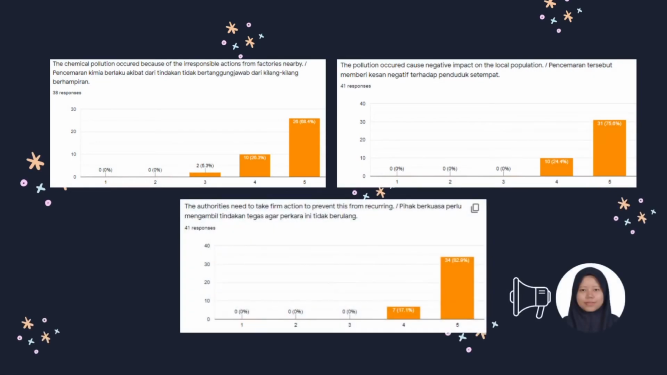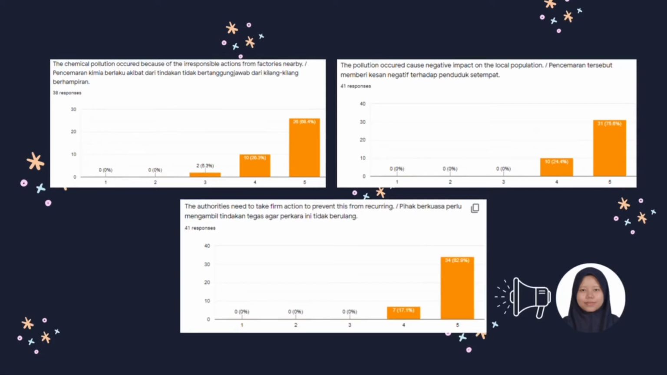Statement 4, the chemical pollution occur because of the irresponsible action from factories nearby. Based on the graph, majority of respondents pick scale 5 or highly agree, which are 26 respondents, while another 10 respondents pick scale 4 means agree. 2 respondents pick scale 3, which means not sure, and the last 3 respondents did not answer this question.